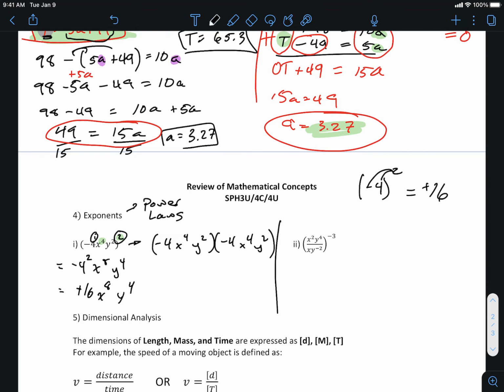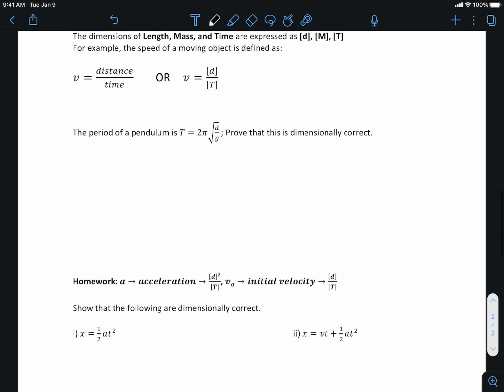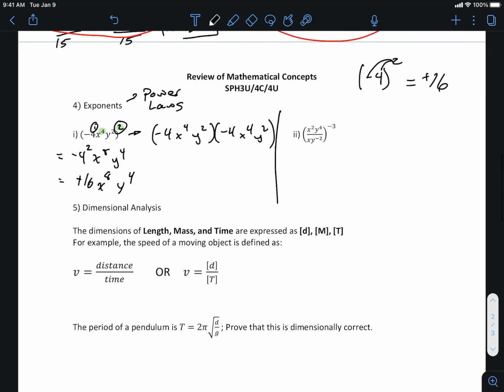One more, and then I got one little lesson thing for you, and then we're done. Okay, this is your homework underneath this black line. Anybody have any questions?